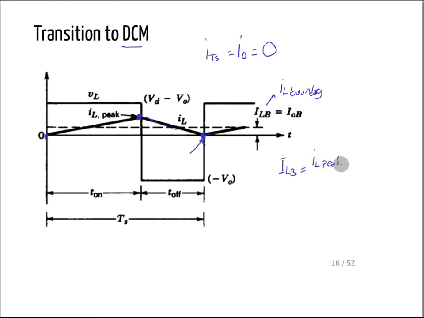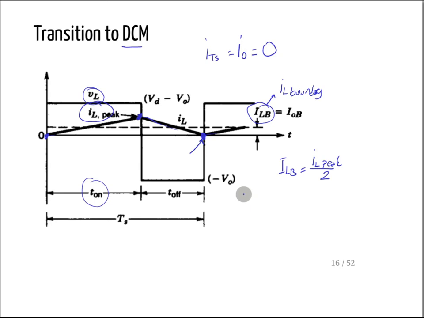IL peak divided by 2 is my boundary current, and I want to find the value of that current. Okay, and what is that maximum current? I can find it because it just starts from here, and that square waveform is the inductor voltage. So I know the inductor voltage, which is equal to VD minus VO from the previous slides, and I can calculate how much the current increases, and it starts from 0 at steady state.